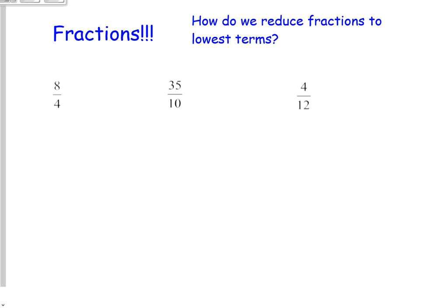Okay, so just a little bit of a review on how to reduce fractions to lowest terms. Remember, we're looking for the largest number that will divide evenly into the numerator and the denominator. In this case, 4 can divide into the numerator and into the denominator. So that simplifies to 2 over 1, or simply 2. Over here, the largest number that divides into 35 and 10 would be 5, which would give me 7 over 2. And over here, the largest number that divides into 4 and 12 is 4, so that would give me 1 over 3.